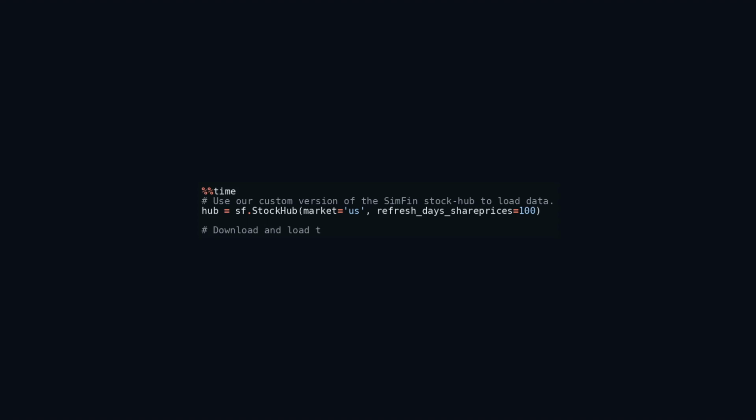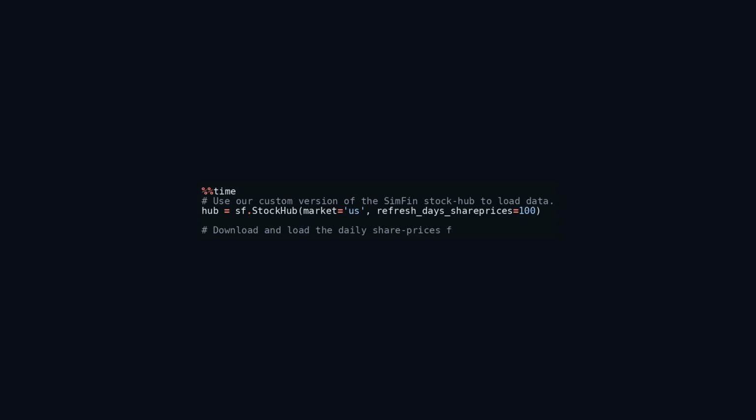assets. This code snippet demonstrates how to use the SimFin library to load daily share price data for US stocks. Initially, the time magic command, a special Jupyter Notebook command, is utilized to display the time taken to execute a particular cell. Subsequently, a StockHub object is created from the SimFin library, configured for the US market with a setting to refresh share prices every 100 days. Following this, the StockHub object uses the load_shareprices method, specifying the variant daily parameter to load the daily share price data for US stocks.